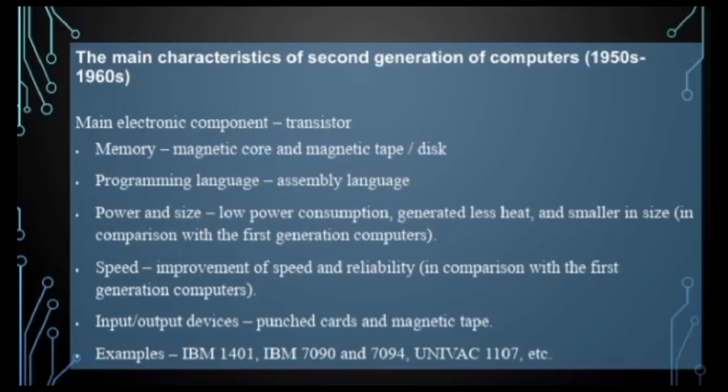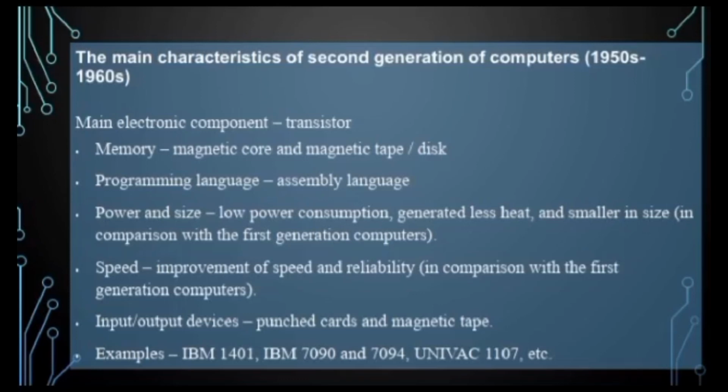Its main electronic component, the transistor, has replaced the vacuum tube. One transistor is equivalent to 40 vacuum tubes. It also made computers smaller, but they still operate faster and are cheaper. Memory: magnetic core, and magnetic tape or disk. Memory of second generation also increased its capacity.